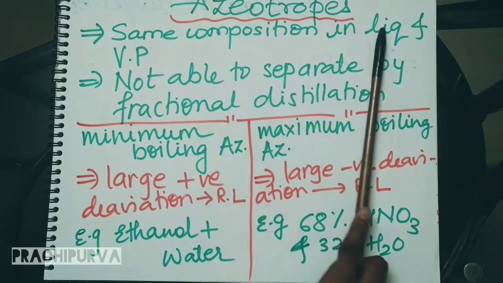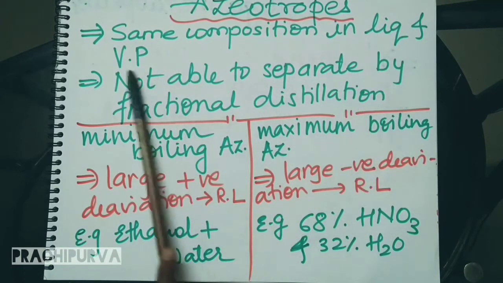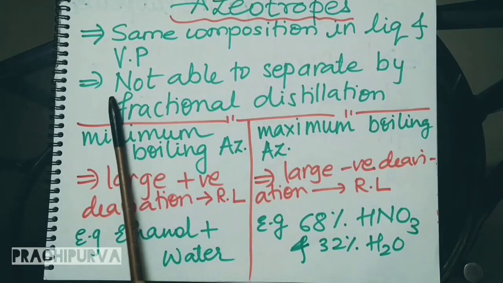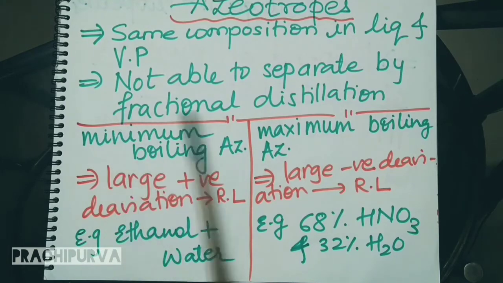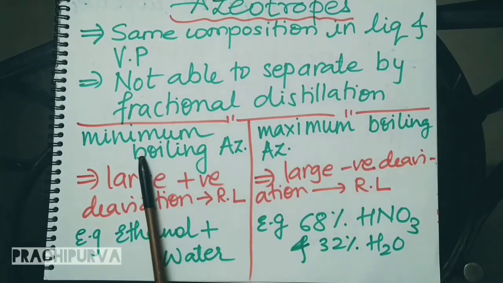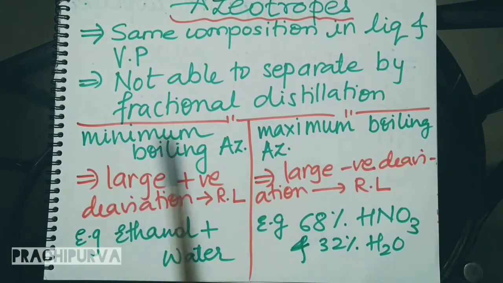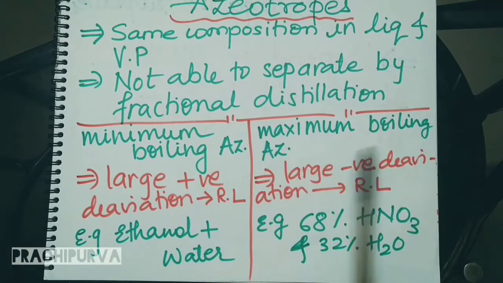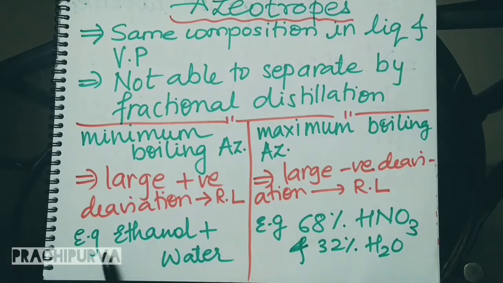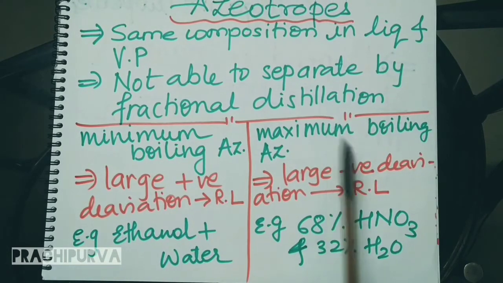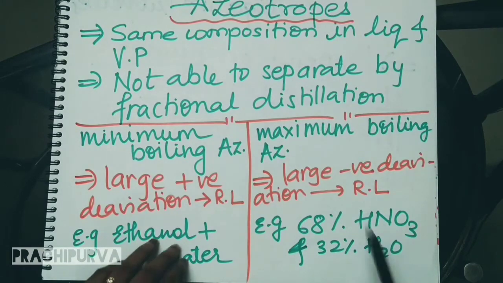Alright. So azeotropes have the same composition in liquid and vapor phase. We can't separate them by fractional distillation. There are two types: minimum boiling azeotropes and maximum boiling azeotropes. For minimum boiling azeotropes, large positive deviation will be seen. For maximum boiling azeotropes, large negative deviation from Raoult's law will be seen. Example is ethanol plus water, and for maximum boiling, 68% HNO3 and 32% H2O mixed together.